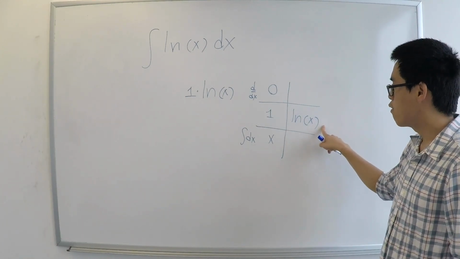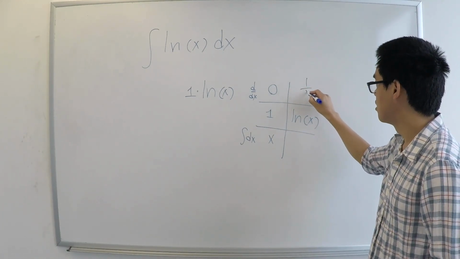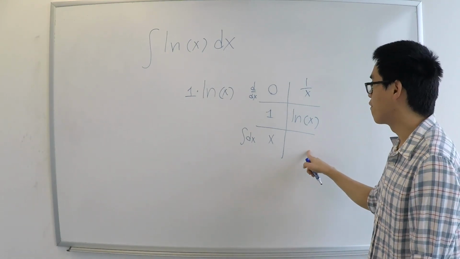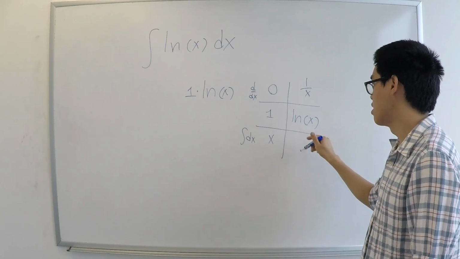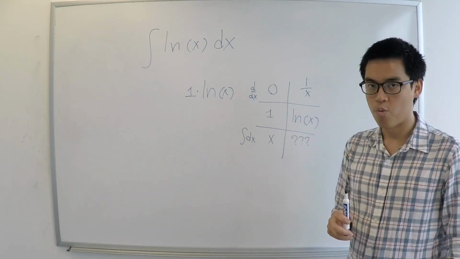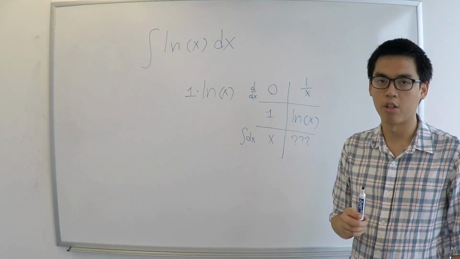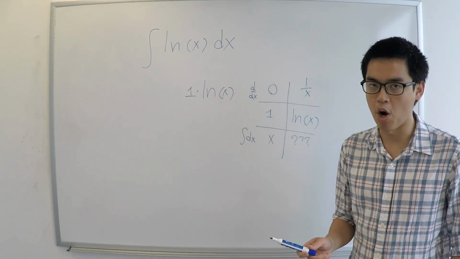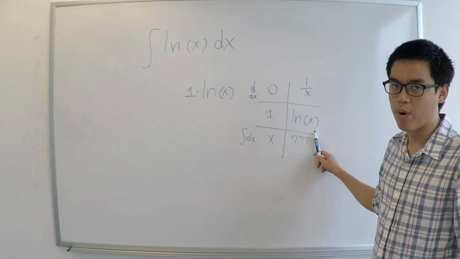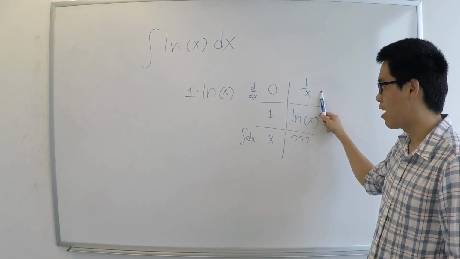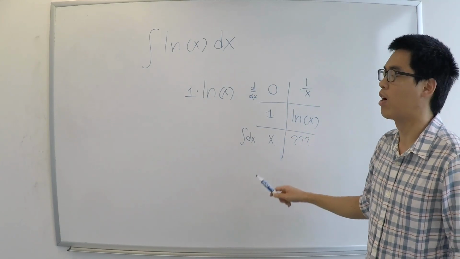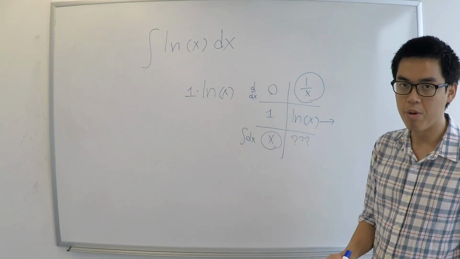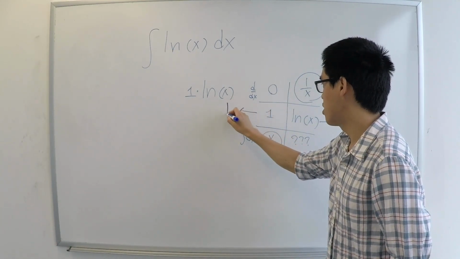For ln, if you differentiate it, you get 1 over x. If you integrate it, you don't know, and that's actually the point of the problem. We want to integrate ln x dx, so we don't know what this is. When you want to use integration by parts on a product of functions, you want to integrate one part and differentiate the other part. Since we do not know how to integrate ln, we will differentiate ln. That means we're gonna integrate 1. Which means this will be our u and this will be our dv.